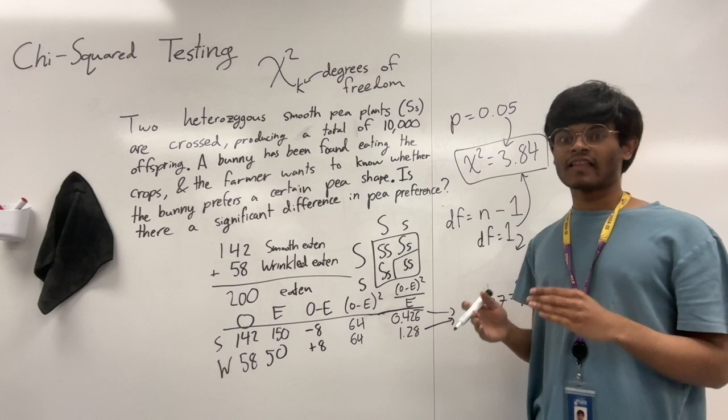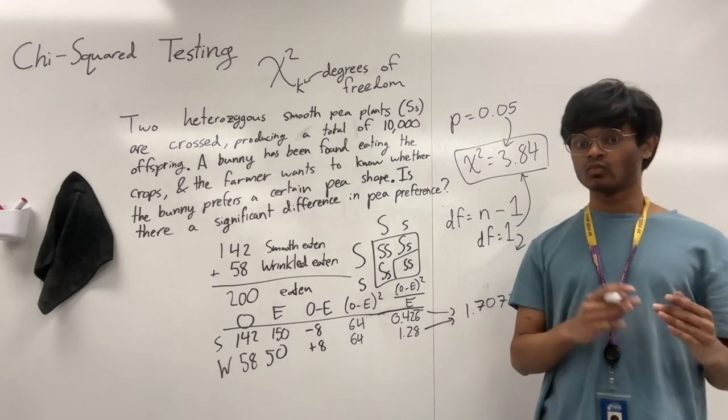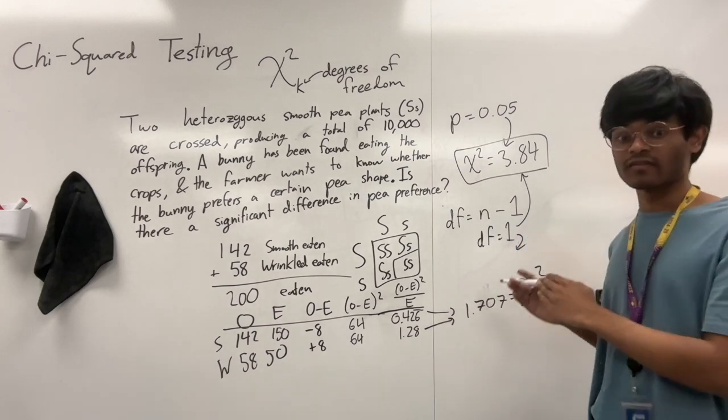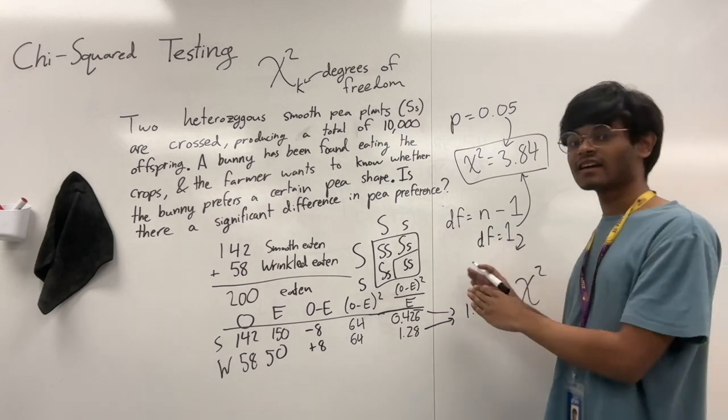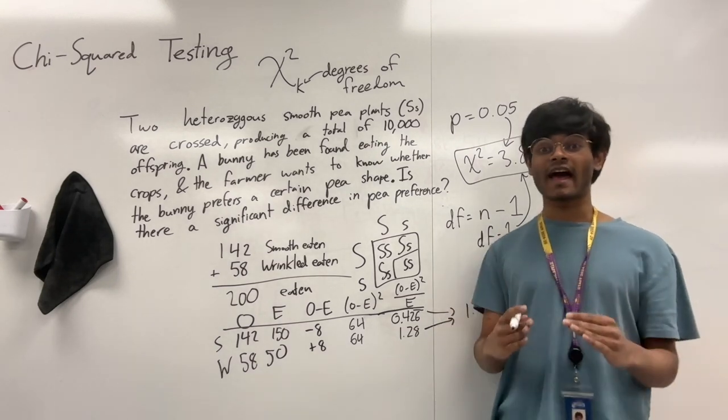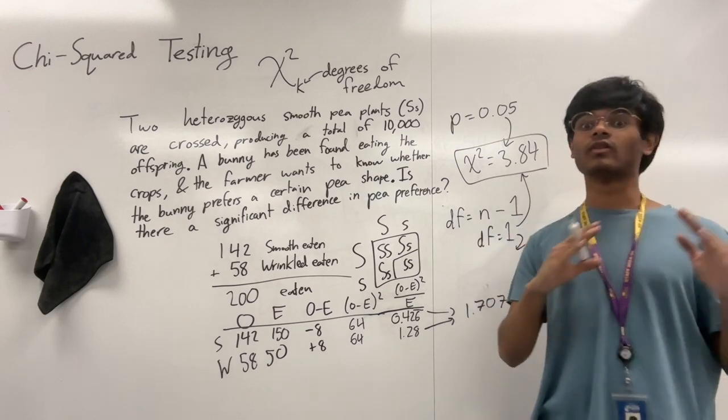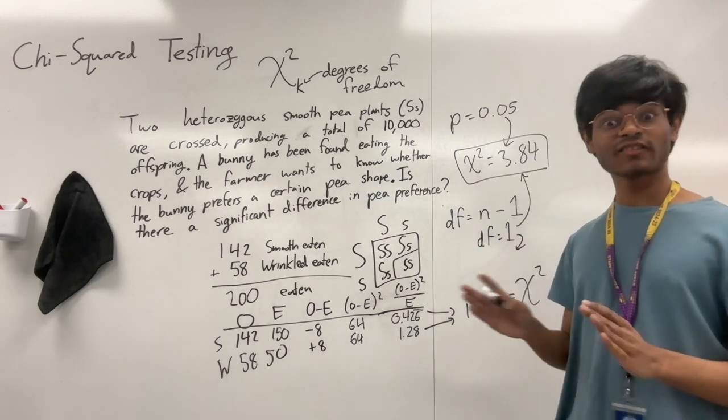We won't say that the bunny has some preference. We will not confirm that alternative hypothesis. We don't have the data to support the idea that the bunny has a preference for one type of p over another type of p. Let's look at another example.